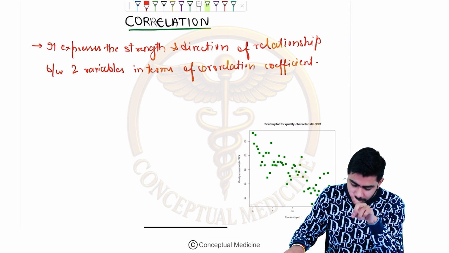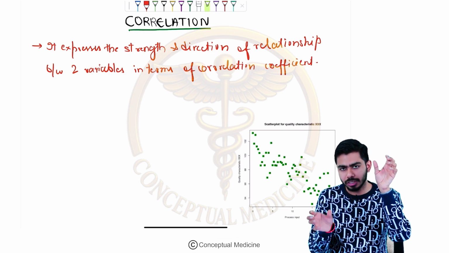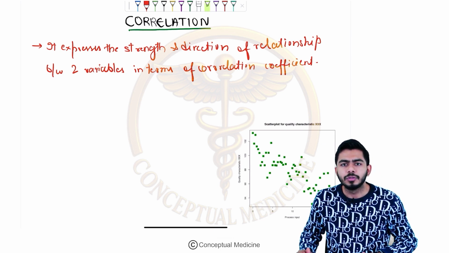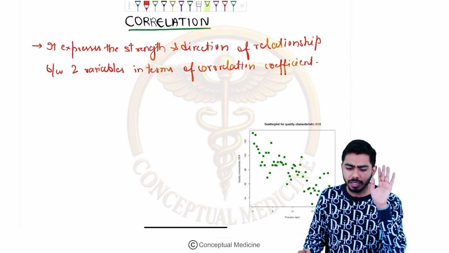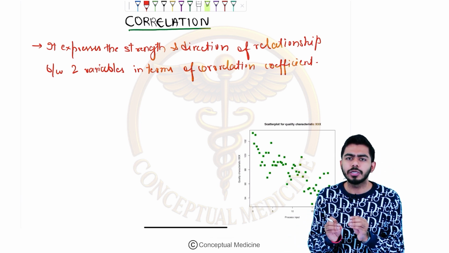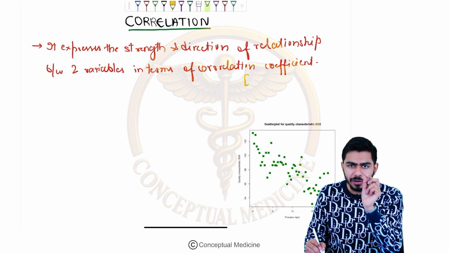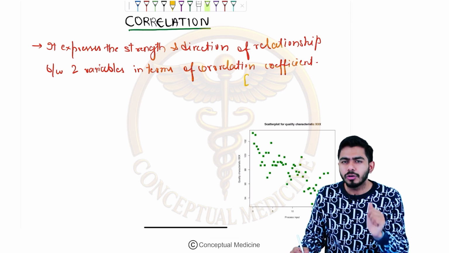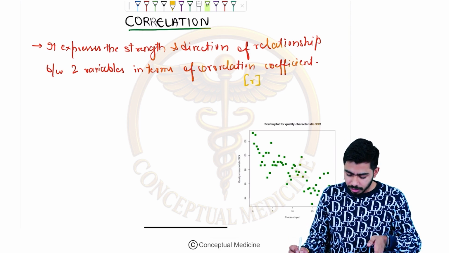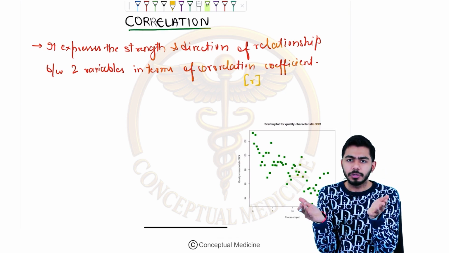So the strength and direction of relationship between the x and the y variable will be calculated by the correlation. That is basically correlation, a simple definition. It is calculated in terms of the correlation coefficient. For the correlation coefficient we use one symbol, small r, and small r has a range between -1 to +1.